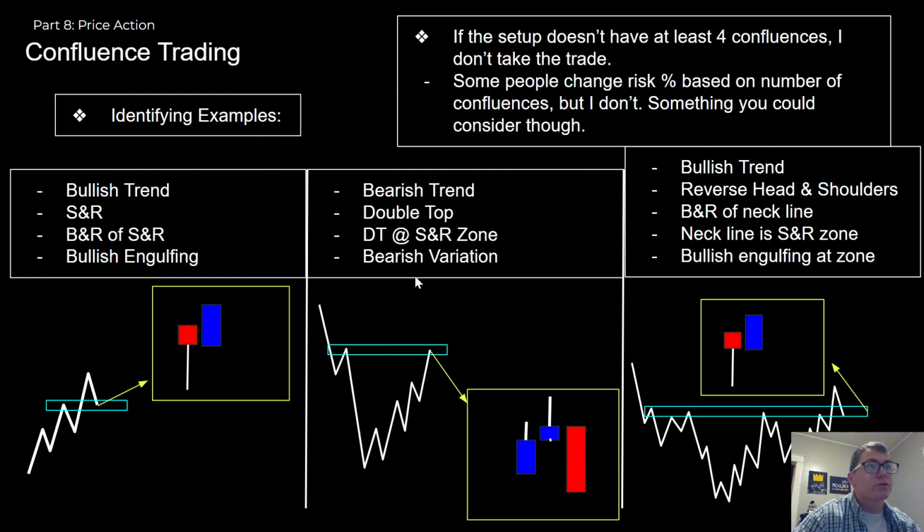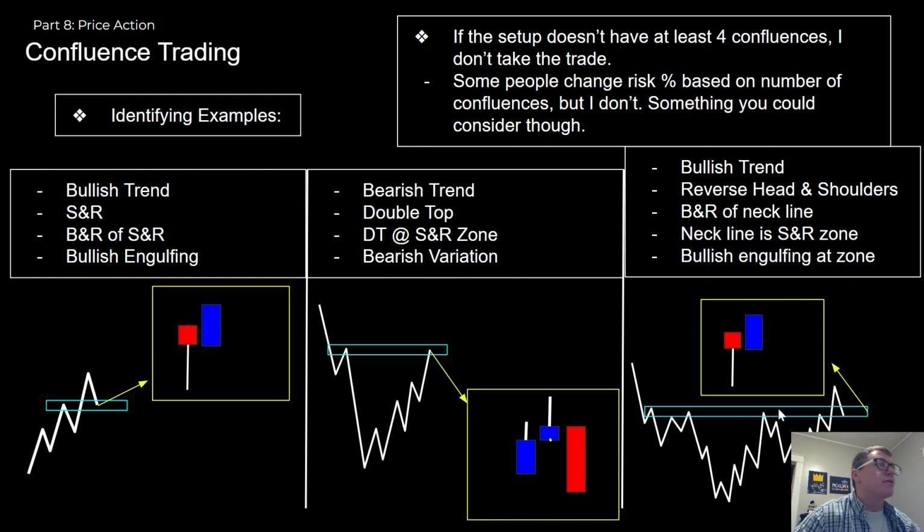There's 4 confluences. Yep, I'm taking that. And then the last trade, I just tried to get a little wild with that one. So we have a reverse head and shoulders. We have a left shoulder, head, right shoulder. So that means price has flipped to be bullish because we broke the neckline.